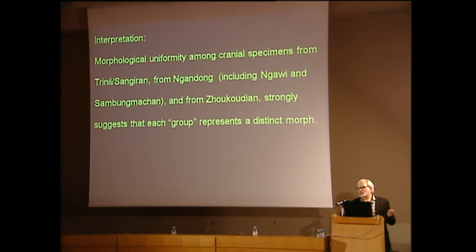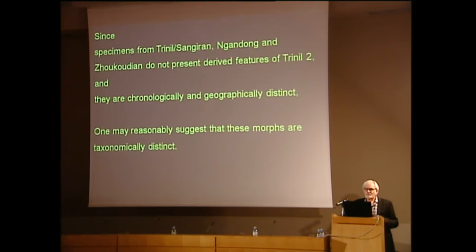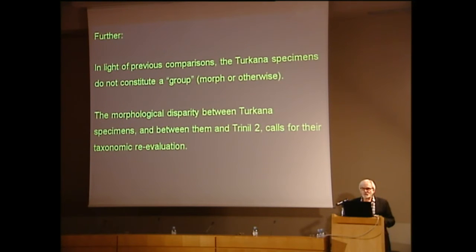So what I'm suggesting is that morphological uniformity amongst the specimens from these different locales, Trinil, Sangiran, which I would put together with Nangdong, and I would include now Ngawi and at least some of the Sambungmacan specimens, and also from Zhoukoudian, suggests to me at least that each group represents a distinct morph. And because these are separated in some cases, like with Zhoukoudian, geographically, and also these sites are separated chronologically, I think that it might be reasonable to suggest that these morphs are taxonomically distinct entities.